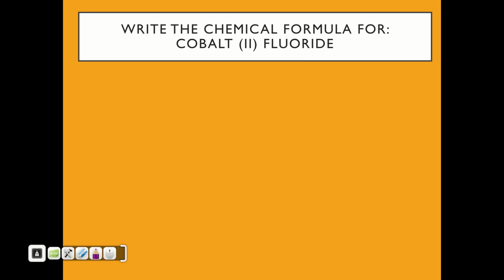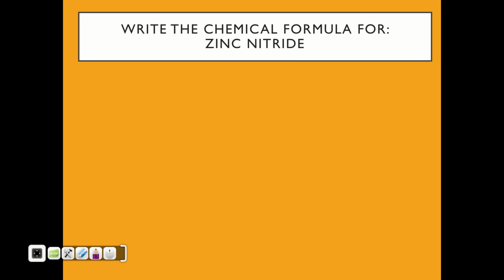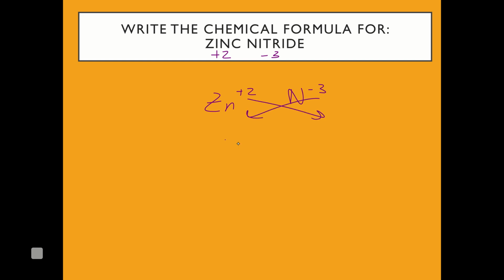Cobalt II fluoride. Cobalt's +2, fluoride's -1. Cobalt +2, F -1. Crisscross, Co1F2. Get rid of that 1. CoF2. Zinc nitride. Zinc's your other mean one. Zinc we have to remember is +2. Nitride's -3. So zinc +2, N -3. Zn3N2. Can't reduce it.